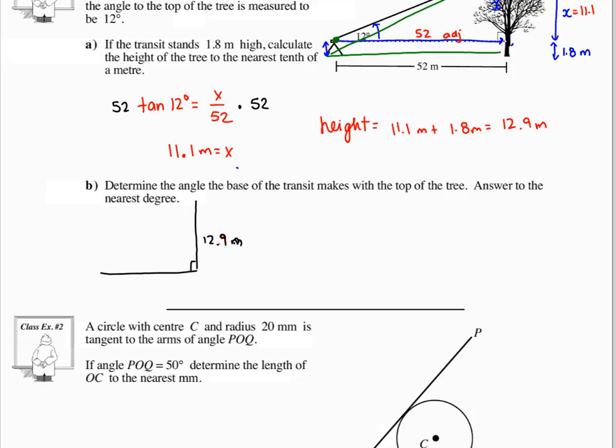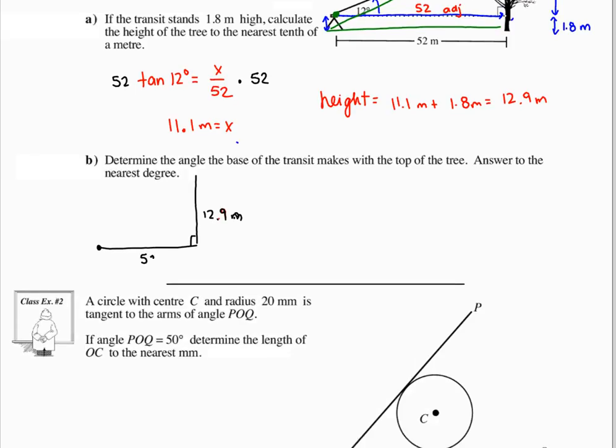Okay, and how far away is the base of the transit still? 52. We're trying to find what would actually be the angle of elevation from the ground instead of from where it was measured. It won't be the same because now the height is 12.9 as opposed to 11.1 of that other triangle. Okay, so which ratio again? Opposite and adjacent is 10.